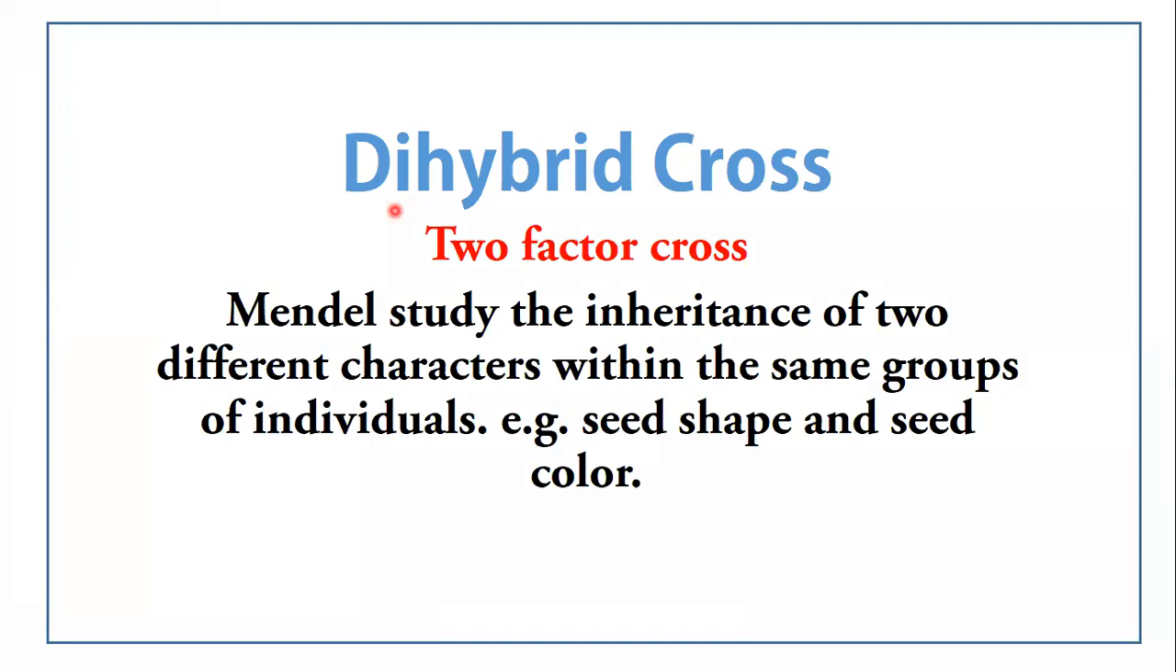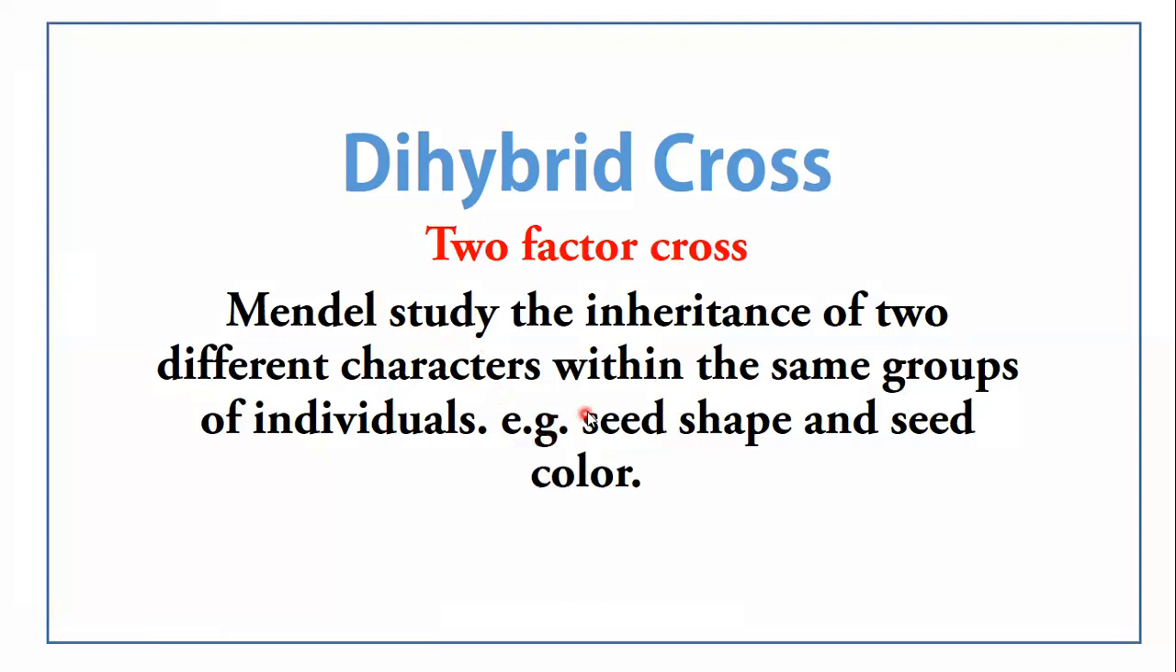I have discussed the laws of inheritance in my previous lecture, and in my previous lecture, I discussed the monohybrid cross also. The second cross, or the second experiments performed by Mendel, are known as dihybrid crosses. That is also known as the two-factor cross or the two-character cross. So Mendel studied the inheritance of two different characters within the same group of individuals in his dihybrid experiments. So Mendel basically studied the inheritance pattern of two characters at the same time.